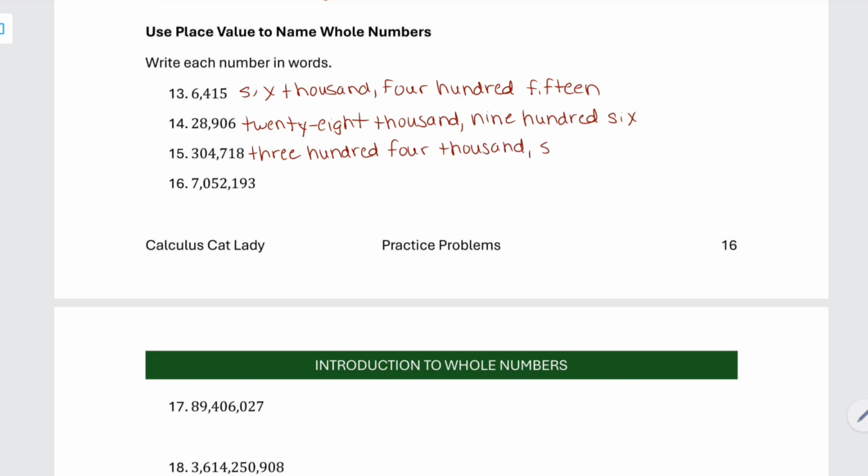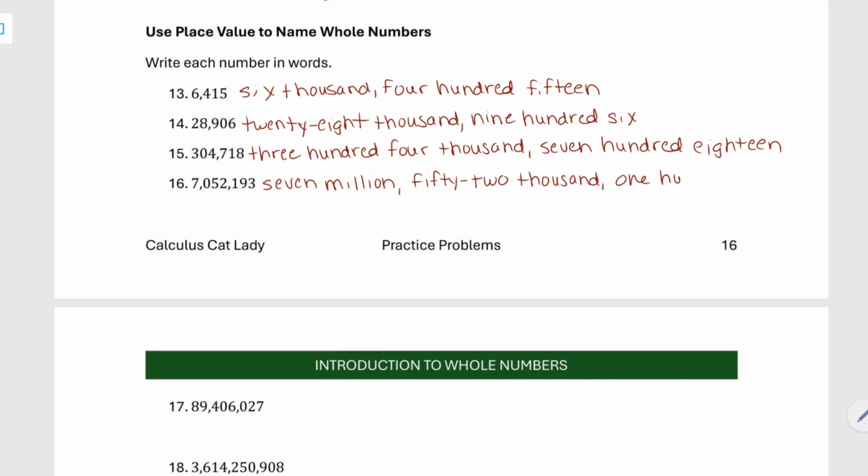304,000. 718. For number 16, we have 7,052,000. 193.